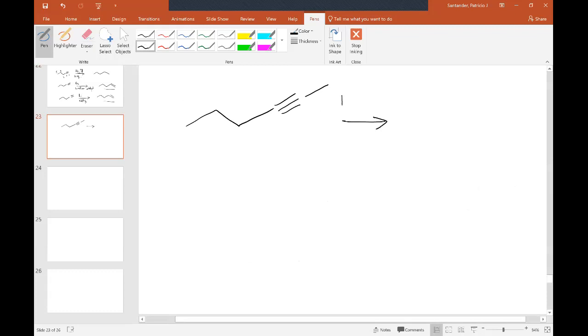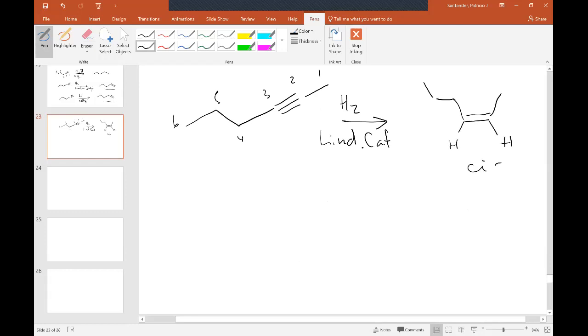If I use hydrogen and Lindlar catalyst, the result is that I will get the cis alkene. This is an alkyne with 1, 2, 3, 4, 5, 6 carbon atoms. So between carbon 2 and carbon 3, I will have my double bond, and I will have carbon number 1 there, and then carbons number 4, 5, and 6. So the stereochemistry of the product is cis, the cis alkene.